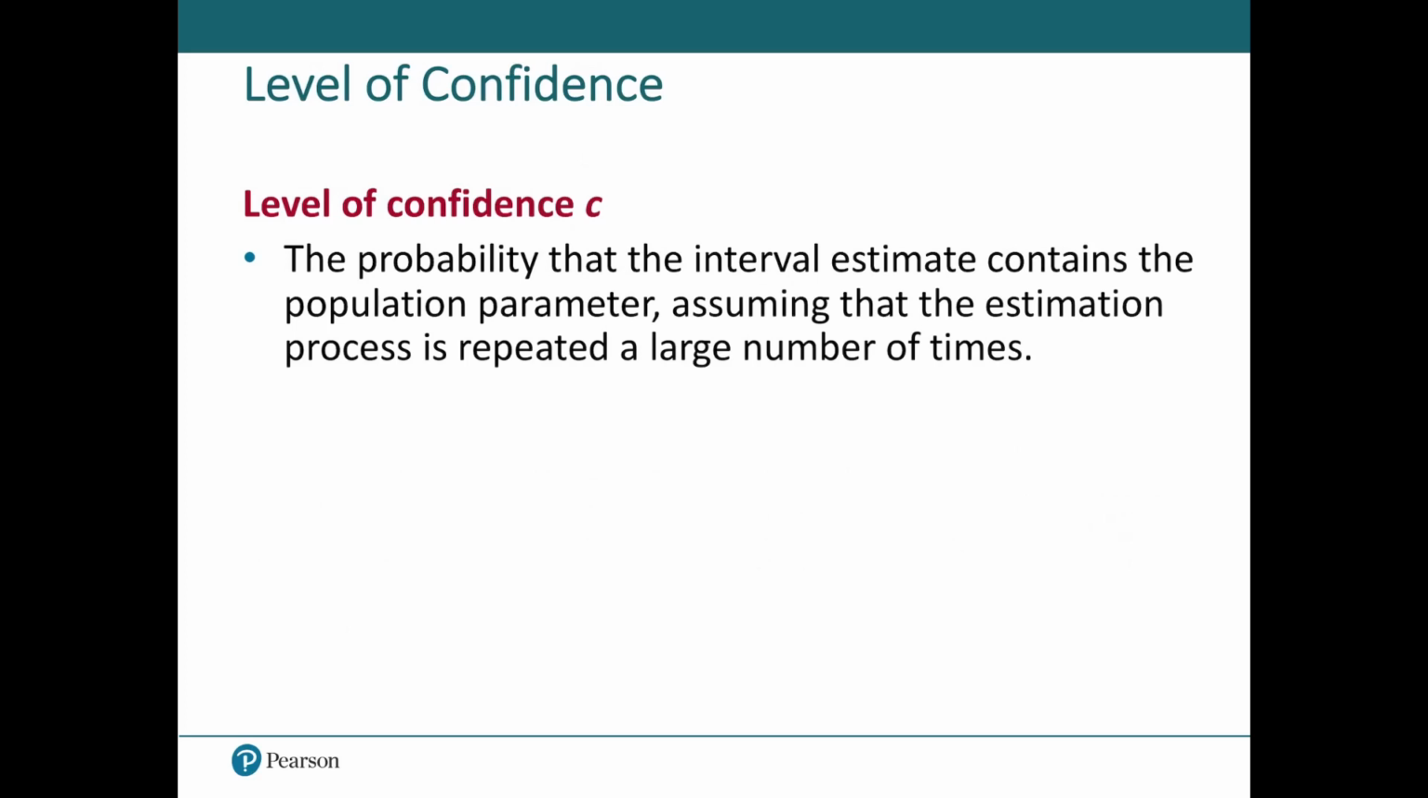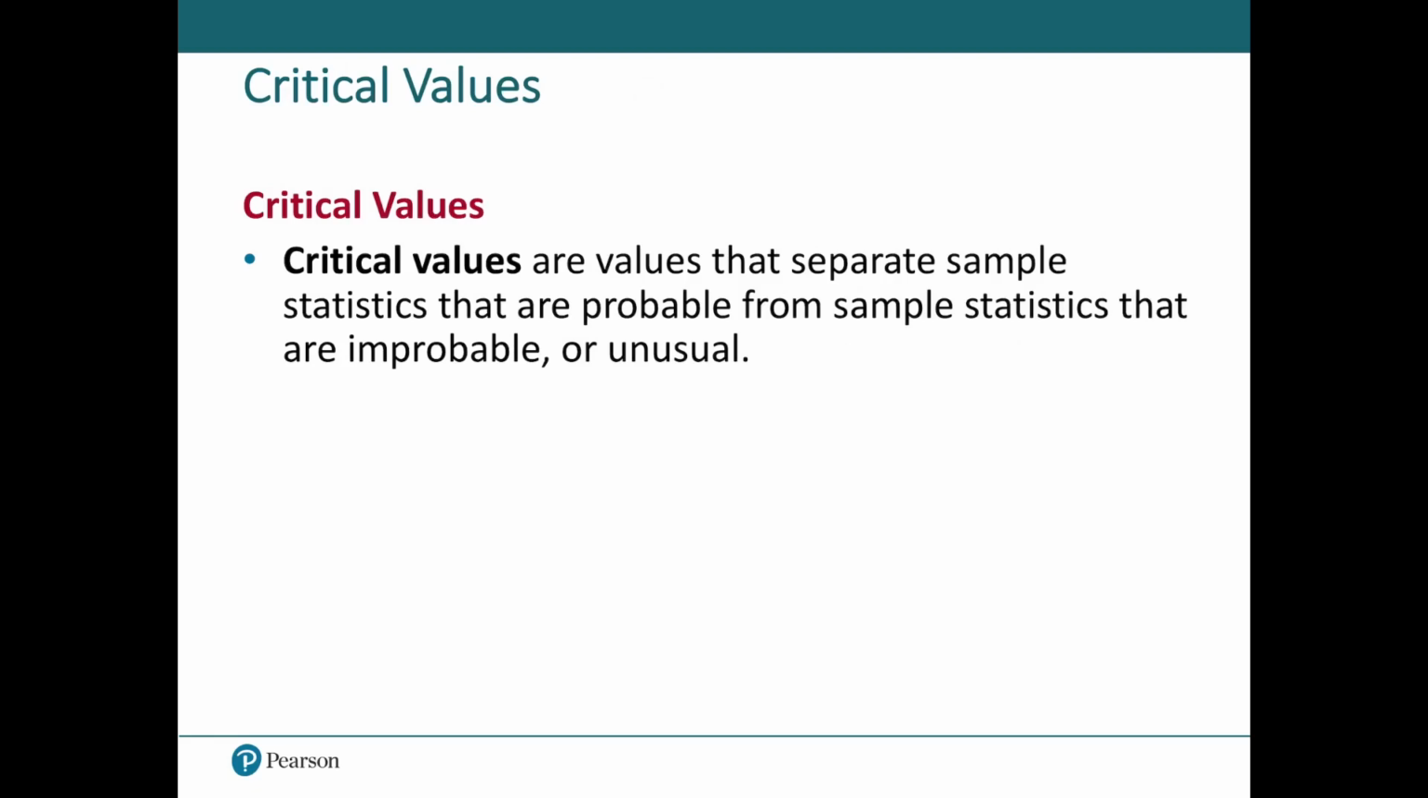Level of confidence C, this is just a notation this other resource used, and that could be considered to be 0.95, 0.90, 0.99. And just to kind of rephrase what we just did, it's the probability that the interval estimate contains the parameters such as x bar, assuming the estimation is repeated a large number of times. And I've had other books actually go through that process, collecting like 1,000 different samples. Yeah, that'd be fun.